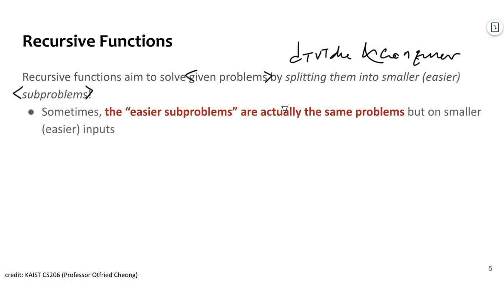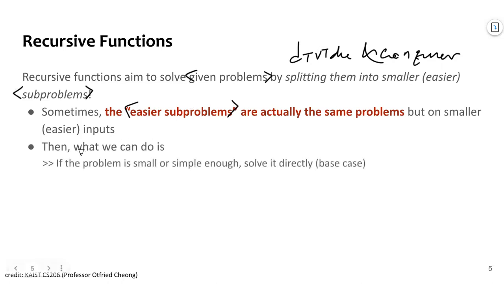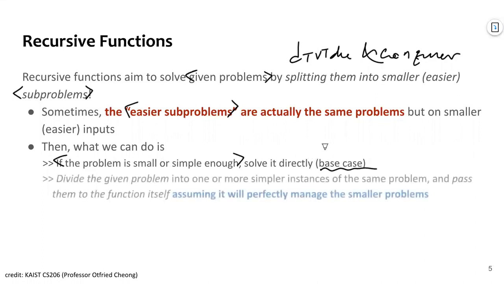And sometimes these easier subproblems are actually the same problems, but with smaller or easier inputs. Then what we can do is, if the problem is small or simple enough, we're going to solve it directly. And this is called the base case in respect of computer science and recursive functions.